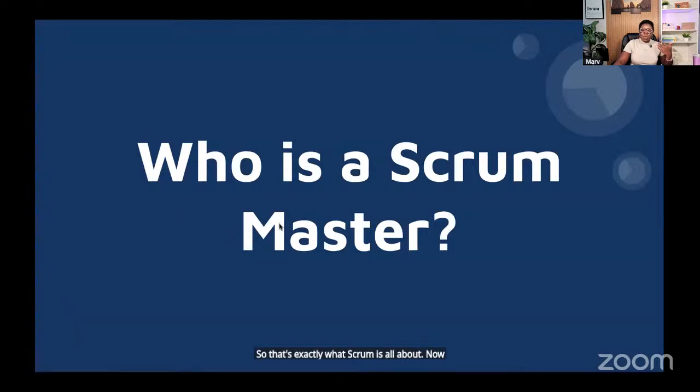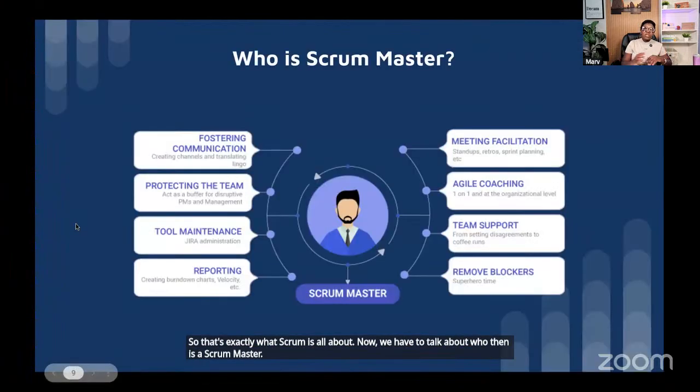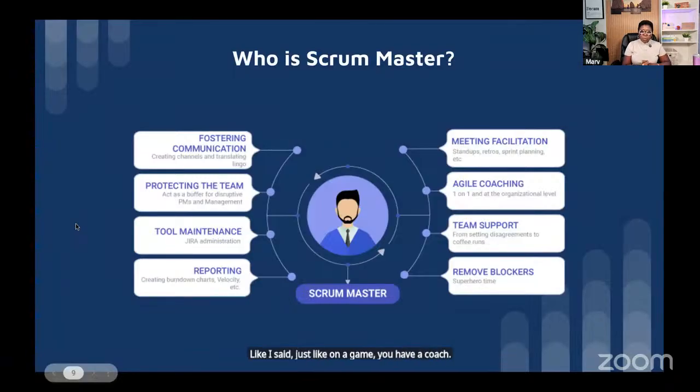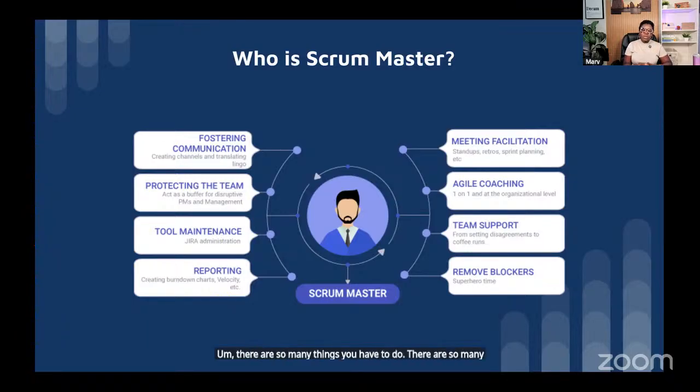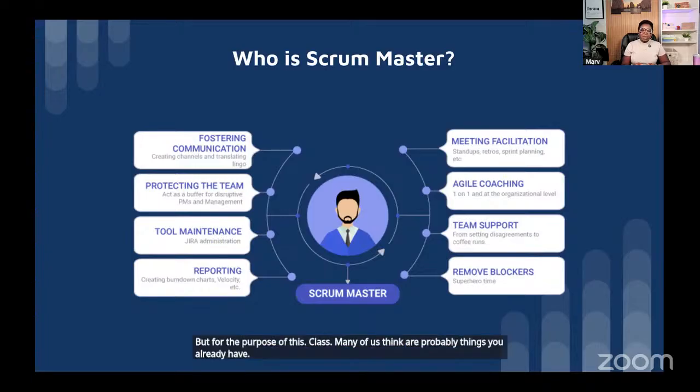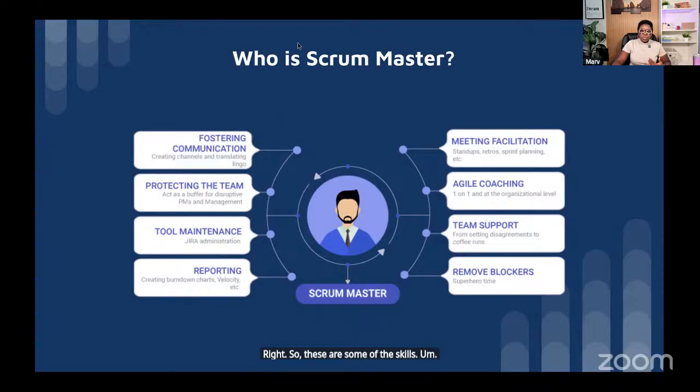Now we have to talk about who then is a Scrum Master. Like I said, just like in a game, you have a coach, right? The same way a Scrum Master is also the team coach in Agile or Scrum. And a Scrum Master wears many hats. For many people who don't know, as a Scrum Master, there are so many things you have to do. There are so many things you need to learn. But for the purpose of this class, many of these things are probably things you already have, right? So these are some of the skills, or the responsibilities, of a Scrum Master.